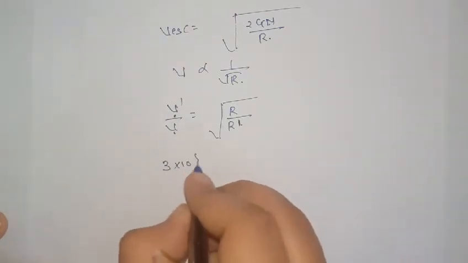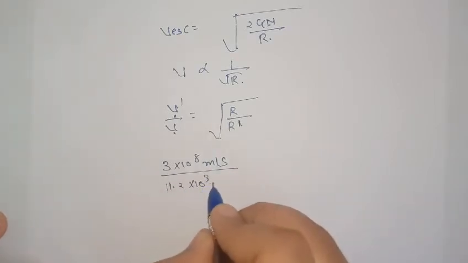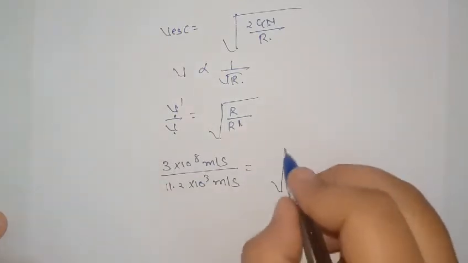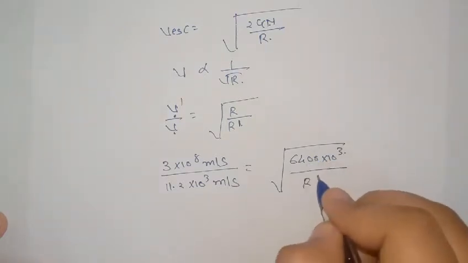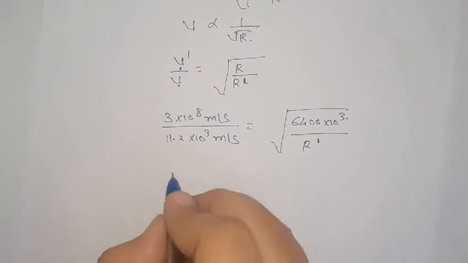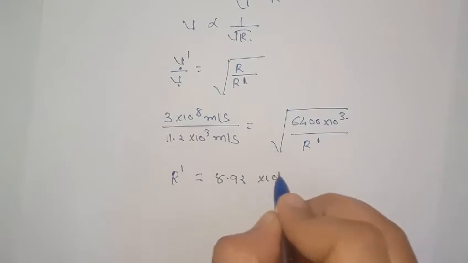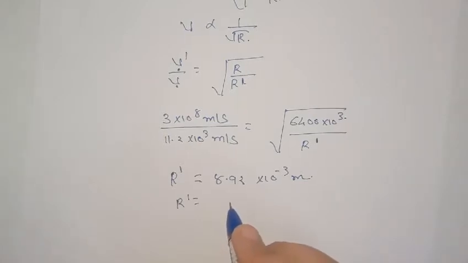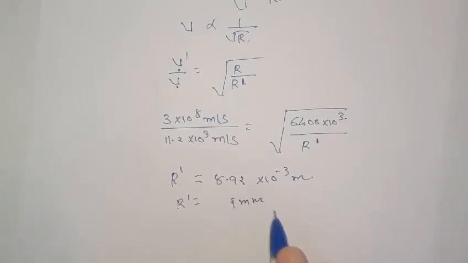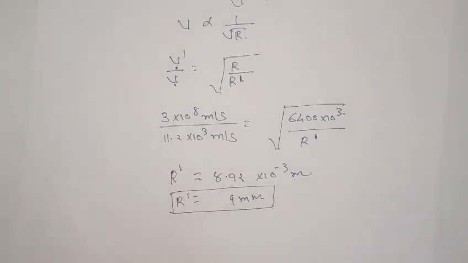So 3 into 10 power 8 meter per second divided by 11.2 into 10 power 3 meter per second is equal to under root 6400 into 10 power 3 divided by r dash. Solving this, we will get r dash is equal to 8.92 into 10 power minus 3 meter, that is approximately equal to 9 millimeter. So the Earth's radius should be approximately 9 millimeter in order for it to behave as a black hole.